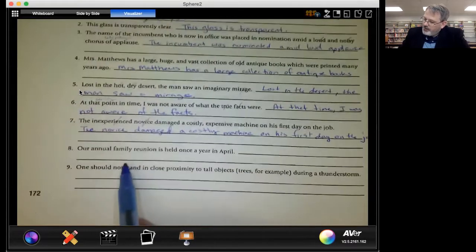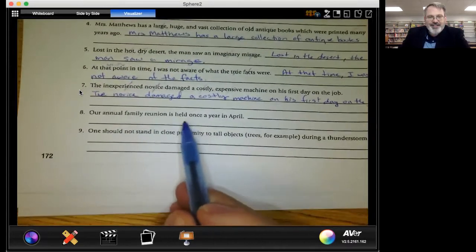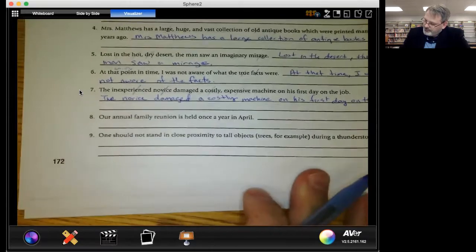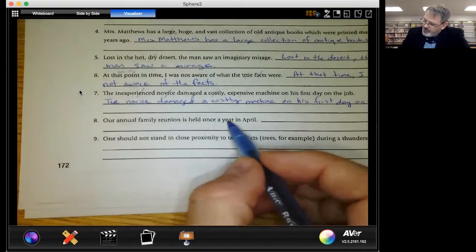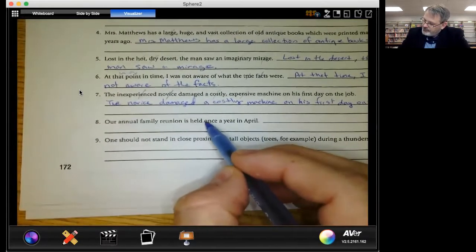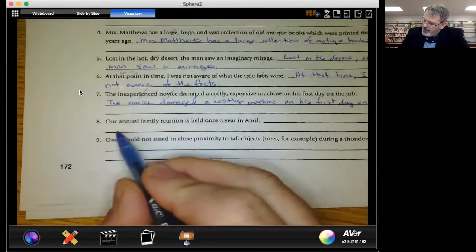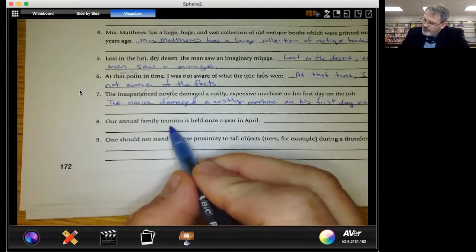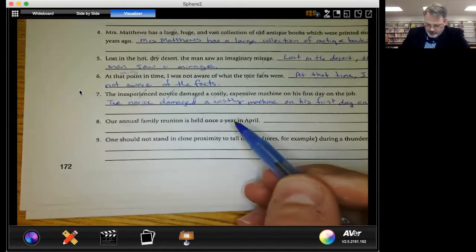Our annual family reunion is held once a year in April. Well, once a year is annual. Our annual family reunion is held in April? Yes.